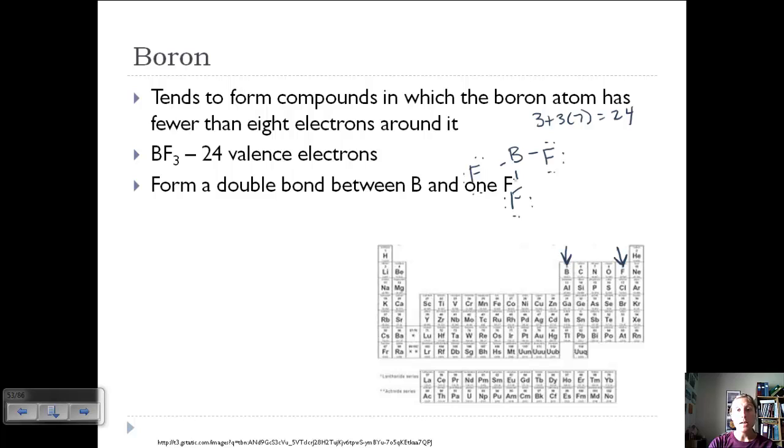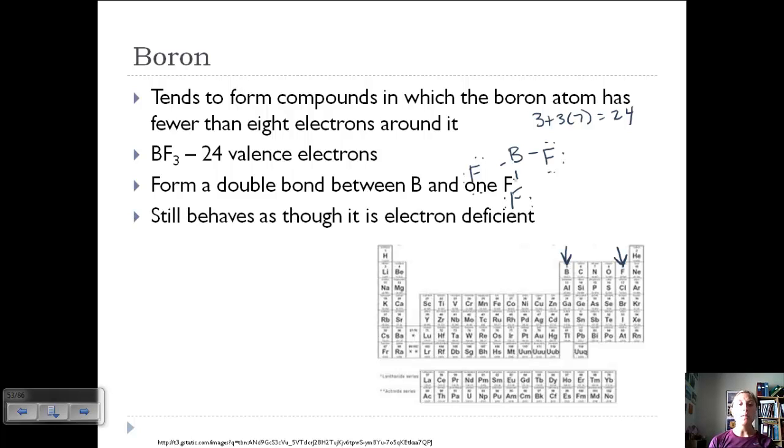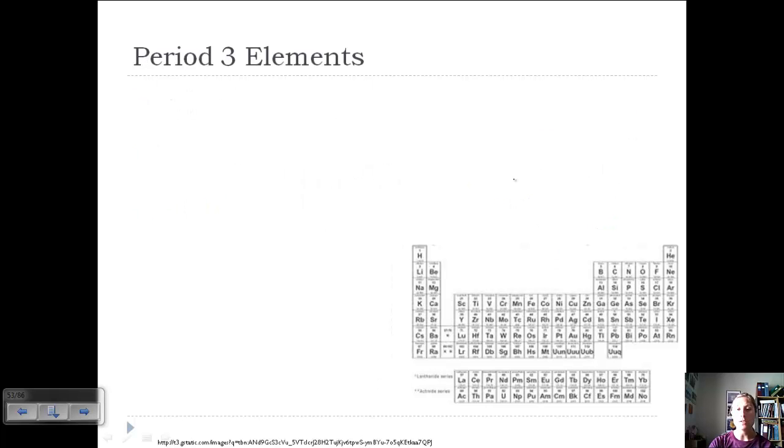We could form a double bond between the boron and one of the fluorines, but it doesn't need to have 8. So it's one of those exceptions, and even when we form that double bond, it still behaves as though it is electron deficient. Okay, so we said we were going to go down to the period 3 elements. We looked at period 2, which satisfy the octet rule. Now let's look at period 3.